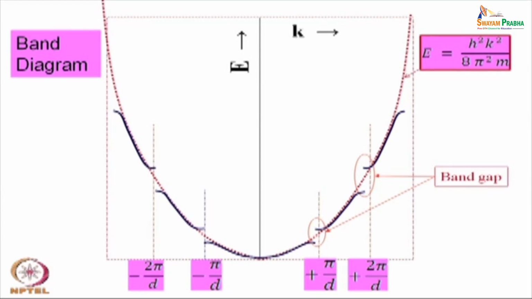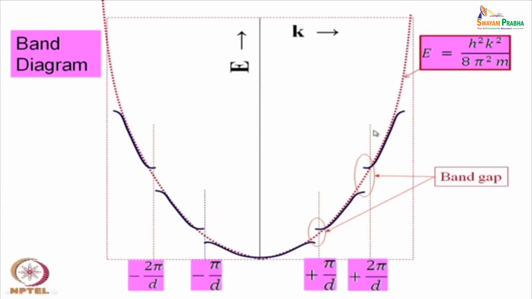The difference is that there is a certain amount of discontinuity. This curve is not continuous. Earlier we saw that these are discrete points, discrete energy levels, but otherwise almost a quasi continuous line.